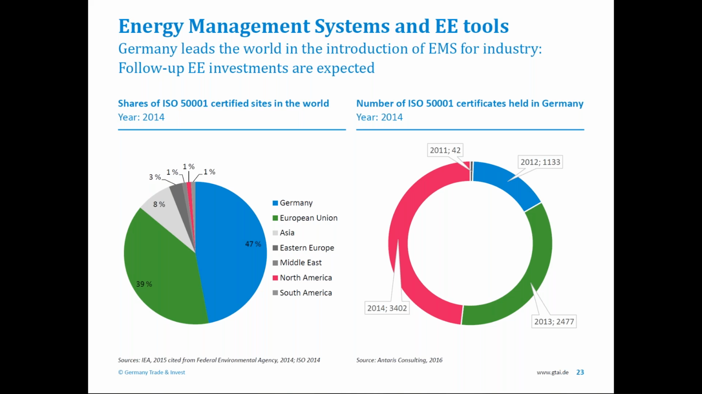The graph on the left shows the share of 50001 certificates by country. You can see the clear lead held here by Germany. By comparison, the UK was in second place, and these figures are from 2014, but it actually had 10 times fewer certificates. And due to new regulations from 2015, this 47% share is now much, much higher. You can see the rapid growth in numbers in the graph on the right-hand side, from just 42 certificates in Germany in 2011 to 3,402 in 2014.